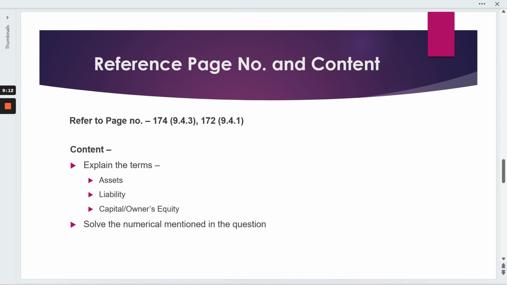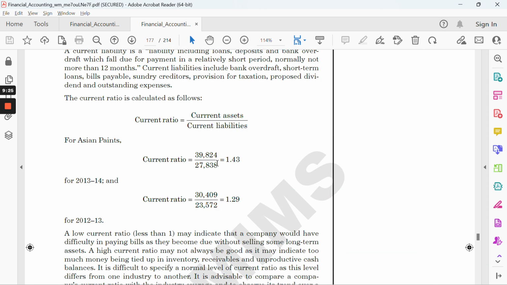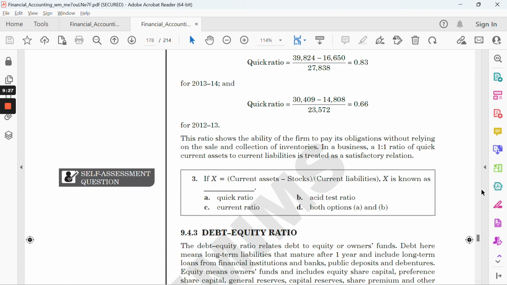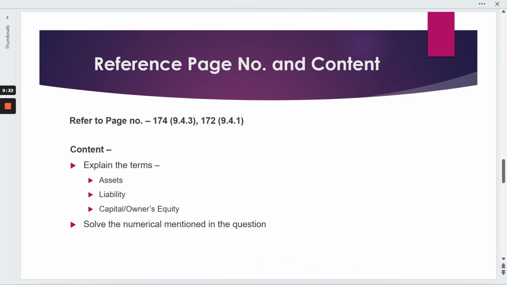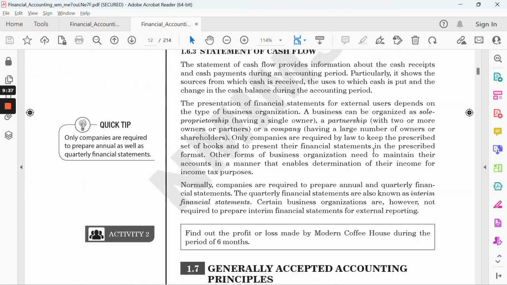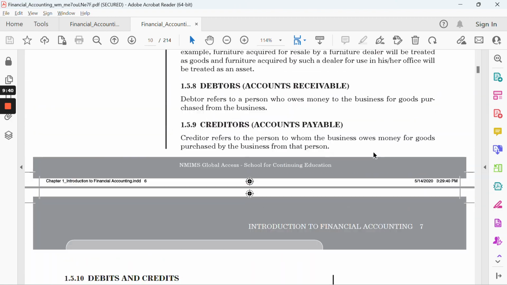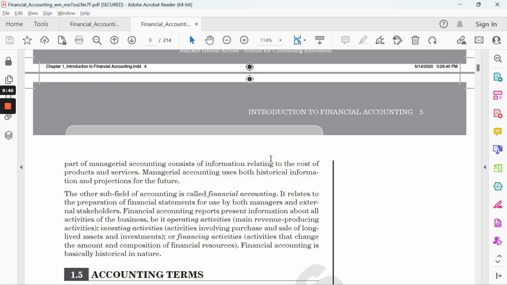So firstly, we see what needs to be written. Go to page number 174. Sorry, I think it's being wrongly mentioned. I think I have just missed out writing the correct one. Assets and liabilities were given a little bit early in the book. I just found it somewhere. Yeah, so it was not on page number 174, it was 172. Sorry, my bad.